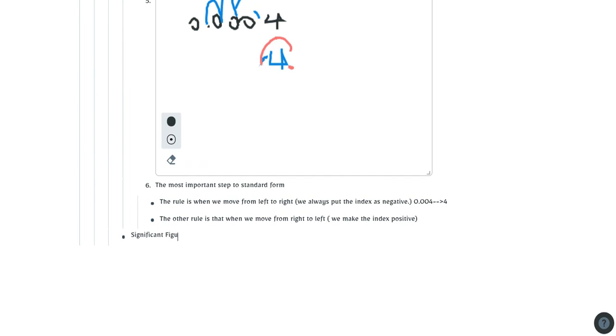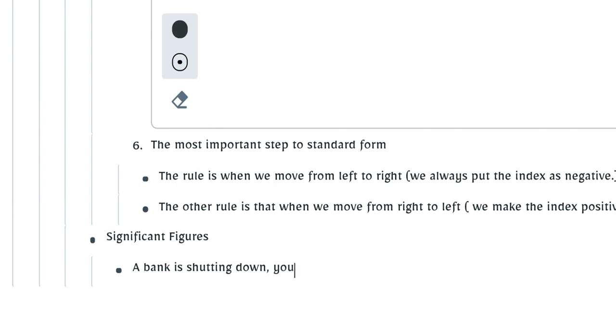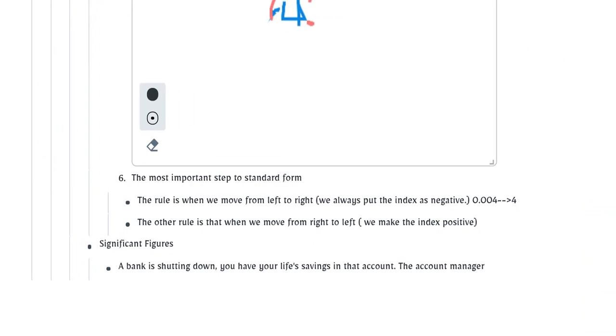Significant figures. Excellent. Here's the definition. If I told you that a bank is shutting down, and you have your life savings in that account, and the account manager says we can save one digit out of your bank account, and also keep its place.